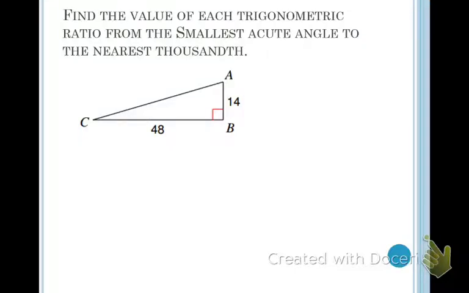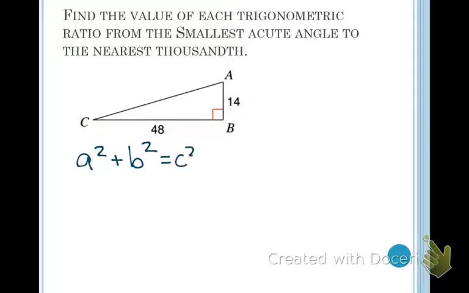Ratio, find the value of each trig ratio from the smallest acute angle to the nearest thousandth. So when we look at this triangle, we should see that something is missing. What's missing? A side. We're given two sides. So how do you find a missing side when you're given two sides? The Pythagorean theorem. On your quiz, you're going to have to be able to do this.